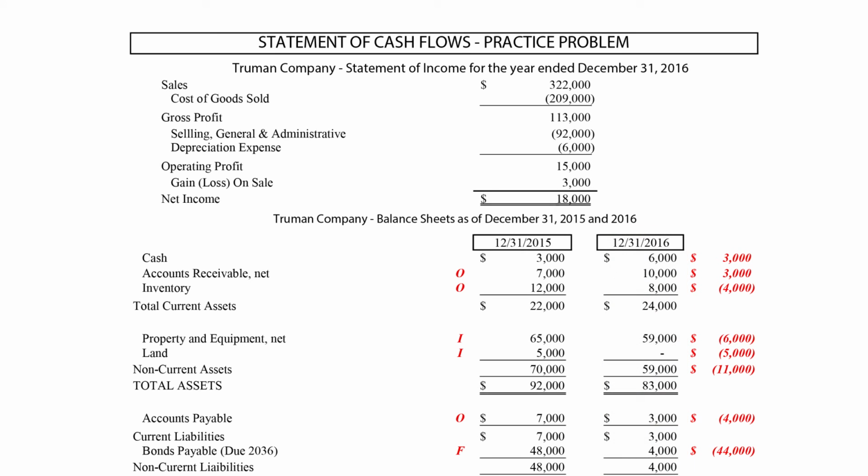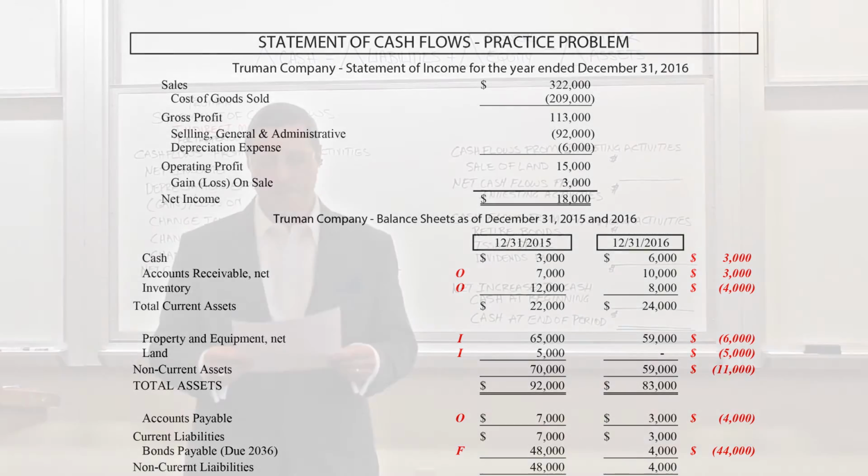What I've done on this balance sheet, you'll notice here, is that I have put the change between previous year and the current year off in a column on the right-hand side. You'll see that in bold and italics. On the left-hand side, I've made another column that says O, I, or F, and this indicates which section of the statement of cash flows that line item deals with.